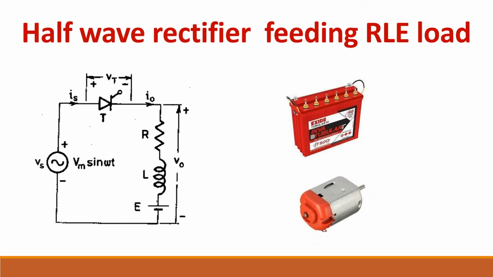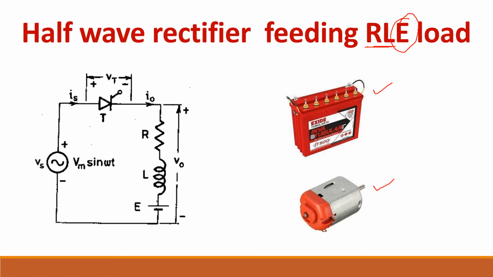Now we will see the next circuit, half-wave rectifier feeding RLE load. So we have seen about RL load. Here you have one more parameter E. This is the battery. So this E can be a battery or the back EMF of a DC motor. It can be anything. It depends upon the application.